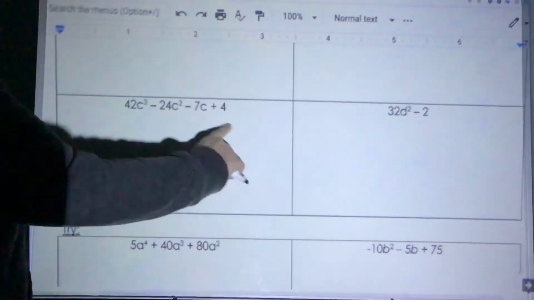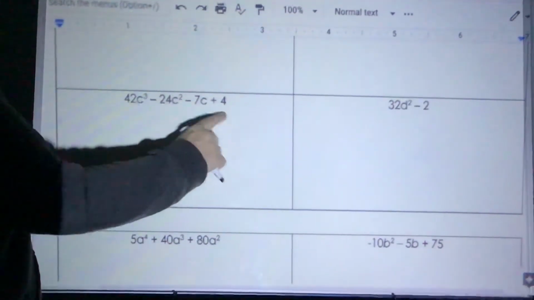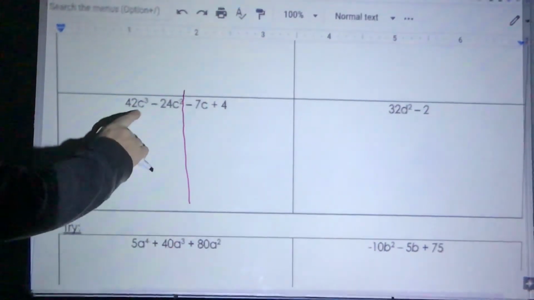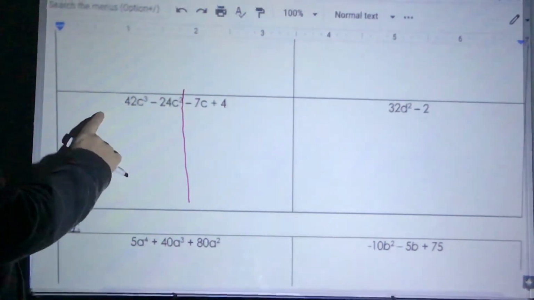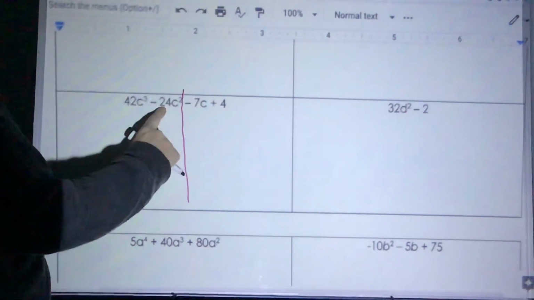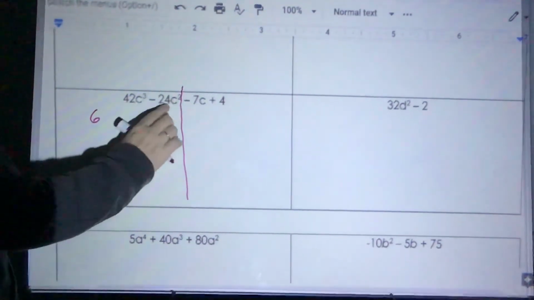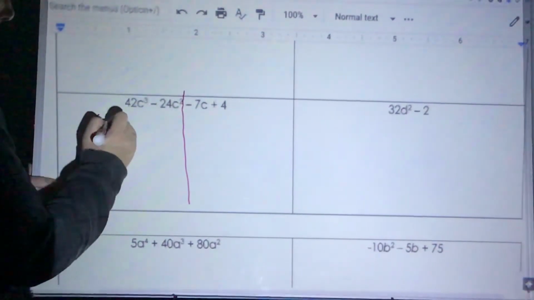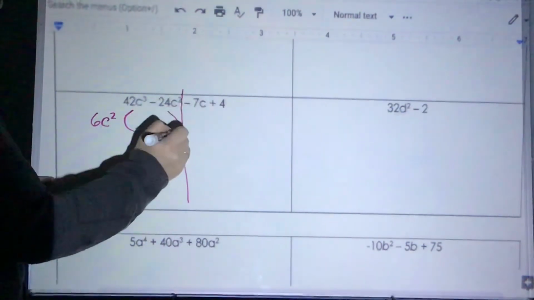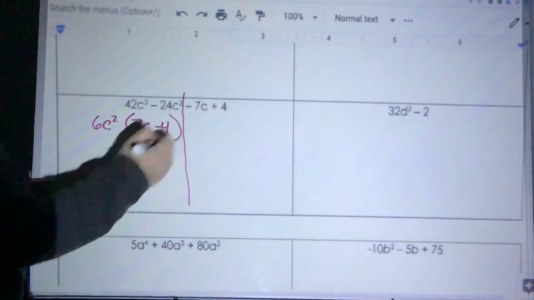It is in standard form because it goes highest power down to lowest, and there's 4 terms. If there's an even number of terms, you're going to split down the middle, and you're going to look for a GCF on this side. So on this side, the largest number that goes into 42 and 24 would be 6. The most amount of C's that they have in common are 2, so c squared. My parentheses would then be 7c minus 4.